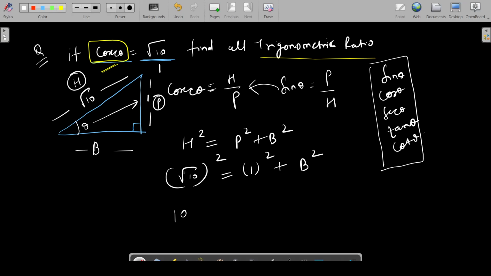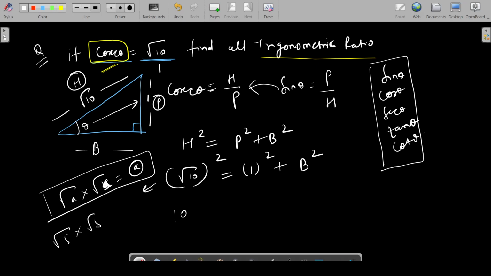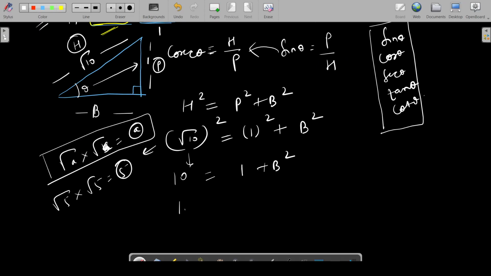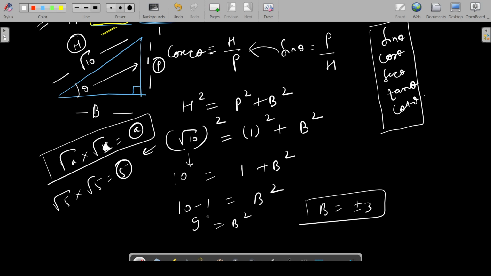Here is an important property. Always remember, whenever we multiply a square root value by itself, it will give the number itself. If I multiply root 5 into root 5, it gives me 5. So if I multiply root 10 by root 10, it gives me 10. Now this one is my 1 and this one is my b square. So 10 minus 1 equals b square, which gives me 9 equals b square, which gives plus minus 3, because I will take the square root.